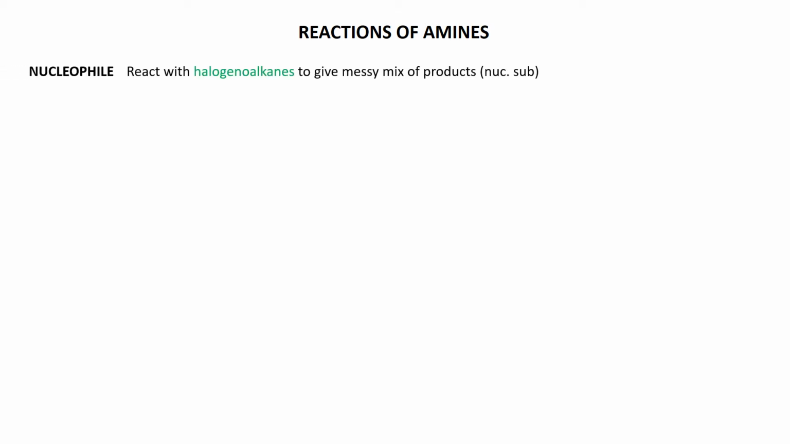They can react with halogenoalkanes to give a messy mixture of products via nucleophilic substitution, and of course I mentioned that earlier on. We've just seen them reacting with the acid halides to give amides, again, nucleophilic substitution. So we talked about two of the reactions of amines acting as nucleophiles.